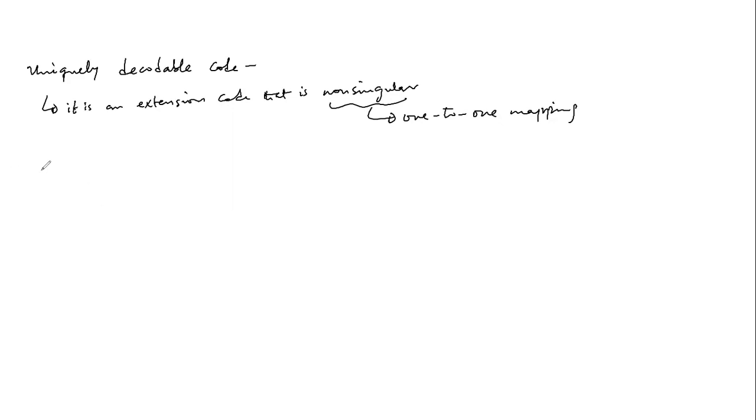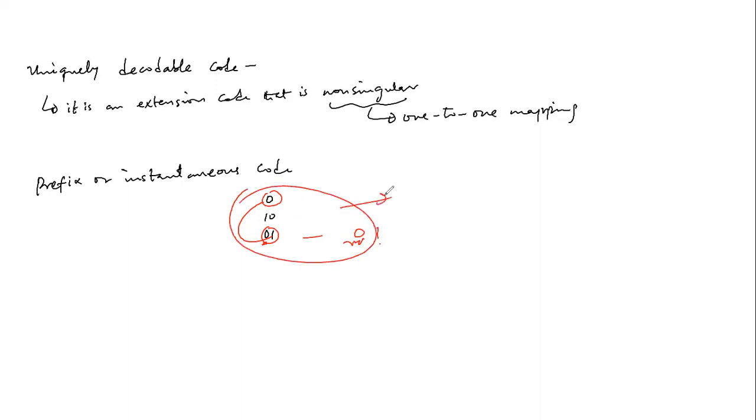Okay, and then we now have prefix or instantaneous codes. A code is said to be prefix-free or an instantaneous code if no code word is a prefix of any other code word. Let's assume 0, 1, 0, 0, 1. In this case, 0 is a prefix of 01, because in 01 we have 0 as a prefix. Hence, this is not a prefix-free or instantaneous code.